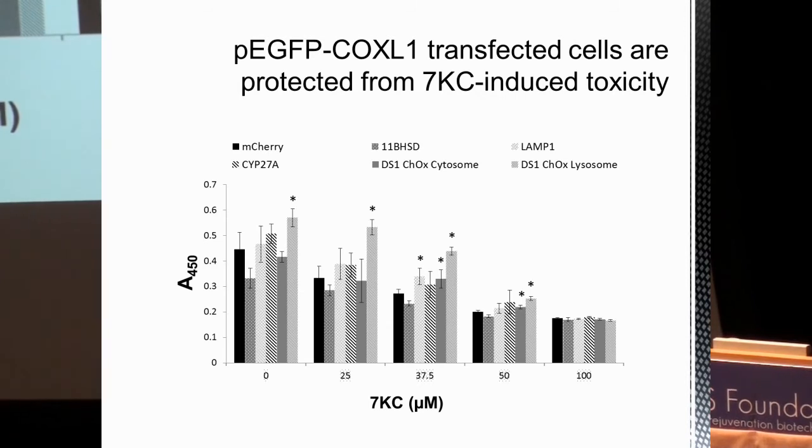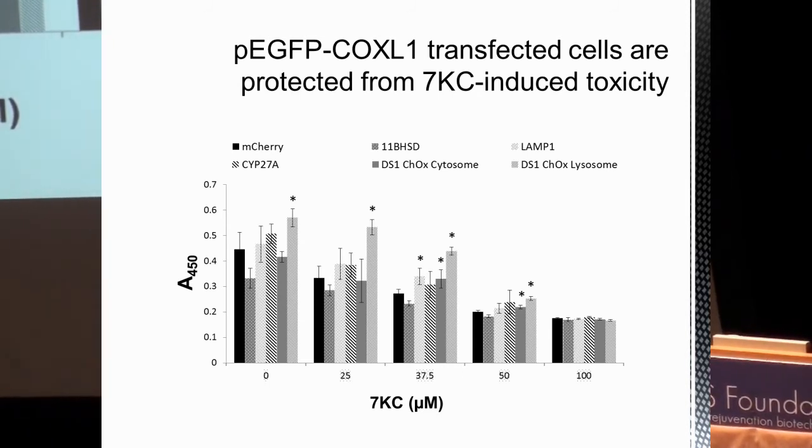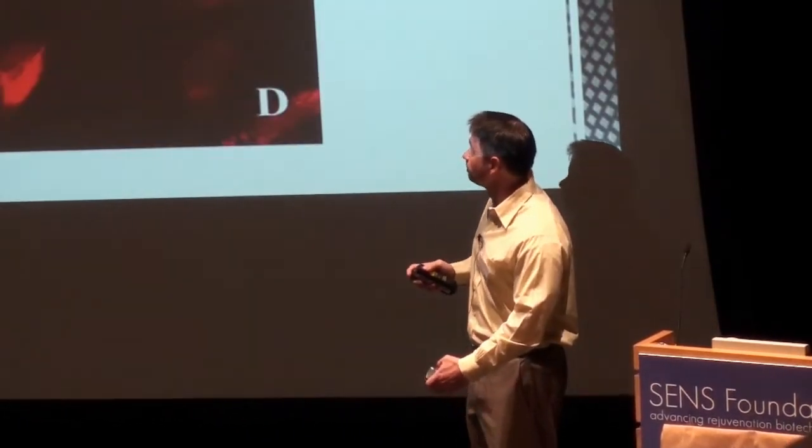A couple other of our treatments were protective, but the LAMP1 was significantly protective at a concentration of 37.5, but oddly, not really any of the other concentrations. Our cytoplasmically expressed cholesterol oxidase was protective, but not very much so at 37.5 and 50. So what we saw here basically is that we did see much higher cell viability in these cells that were transfected with our construct relative to the other treatments.